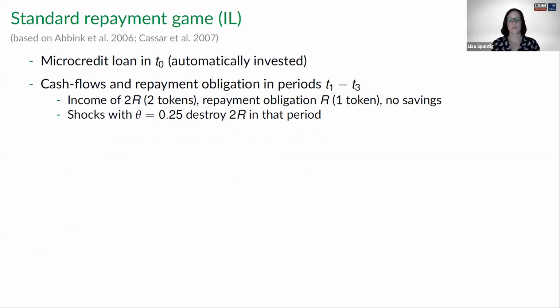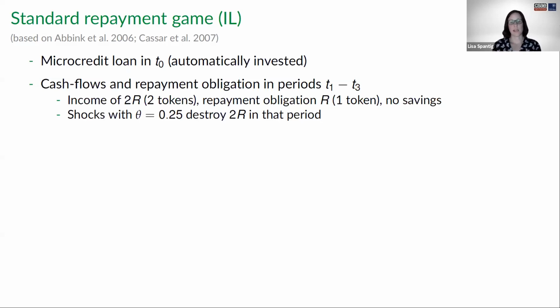So let me explain the setup of the game, which is also the individual liability treatment. The story is, as I said, heavily framed. It's a microcredit loan that's automatically invested. So we abstract away from this investment decision that's usually studied in ex-ante moral hazard, and we just look at how people repay. For this, we tell the participants that the investment generates a steady income flow, but they also need to repay in each of the periods.